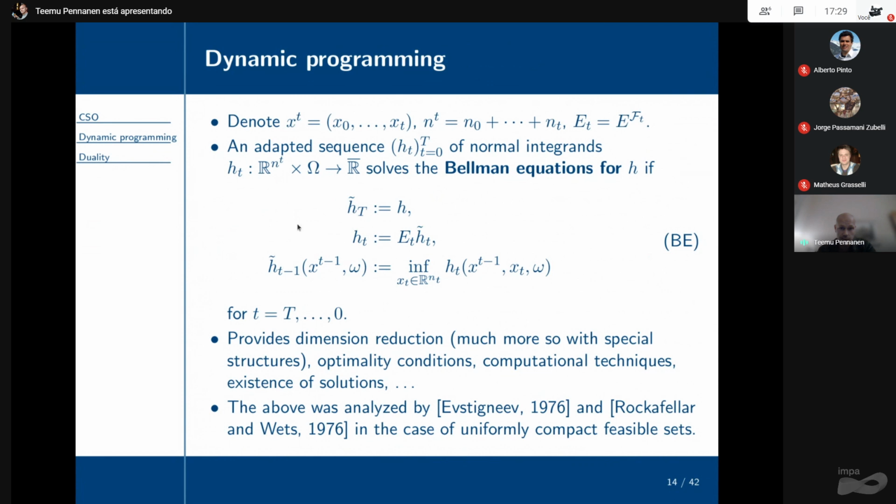And then you simply repeat steps 2 and 3 in this recursion until you get to the beginning. And here, to justify this, you need to prove that it's well defined, and that's exactly where the theory of normal integrands comes in. And that can be done in a very, very general way. This is exactly the same recursion that Evstigneev and Rockafellar and Wets studied in the 70s, but we've now dropped all the compactness assumptions, and that allows us to go much further in applications to financial maths, for example.